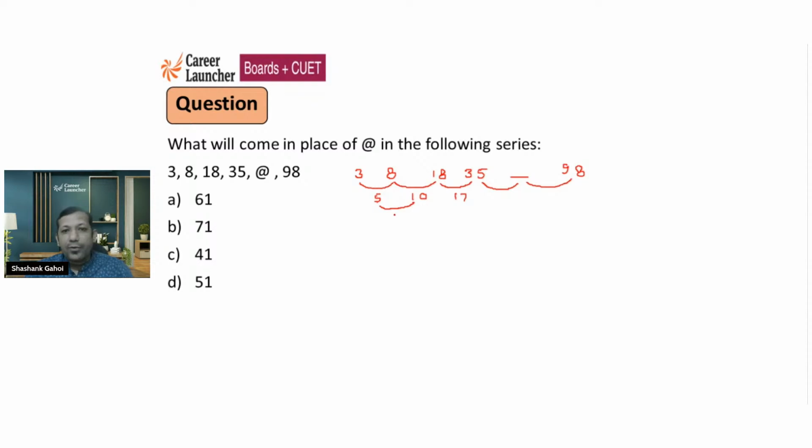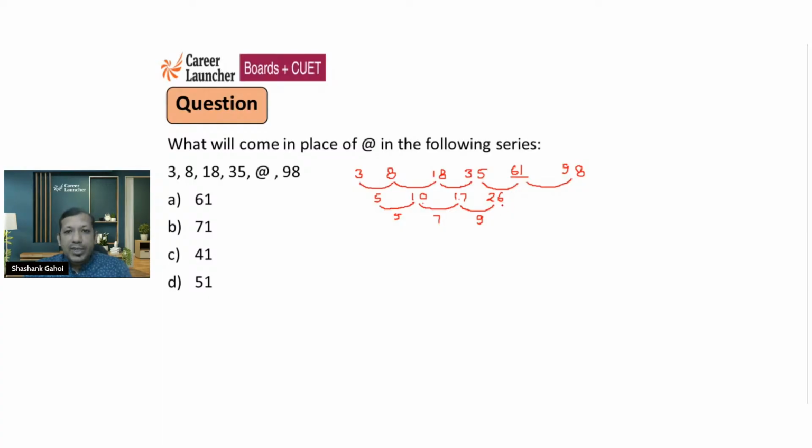So 5 to 10, what is the difference? 5. 10 to 17, what is the difference? 7. So next difference in my opinion should be 9. So I'm going to go with 9. 17 plus 9 is going to be 26. So 35 plus 26 is going to be 61.